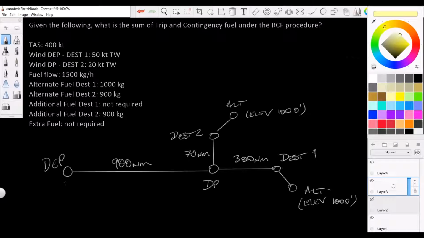Destination 2 has a slight anomaly in that we're going at a different ground speed for the last 70 nautical miles. So the section from the decision point to destination 2, we're going at a lower ground speed. So we need to say departure to the decision point is 900, and then decision point to destination 2 is 70 nautical miles. And again, that's all we need from the map. So we can hide the map again.